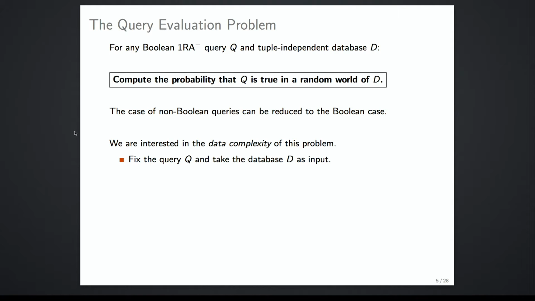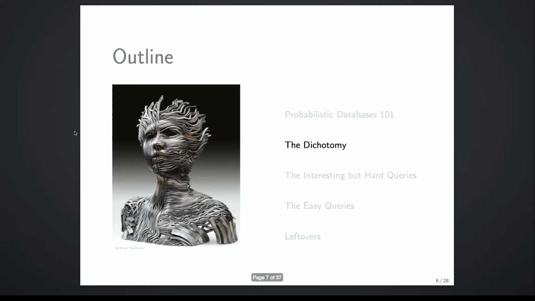And the query evaluation problem in our setting is this. We are given a query, and for any tuple-independent database, we would like to compute the probability that Q is true in a random world of this database. And we are interested in the data complexity of this problem, as Dan mentioned before, where we fix the query and we take the database D as input. And we will see that, in fact, it does have an important role in our discussion here, that we consider the query fixed.